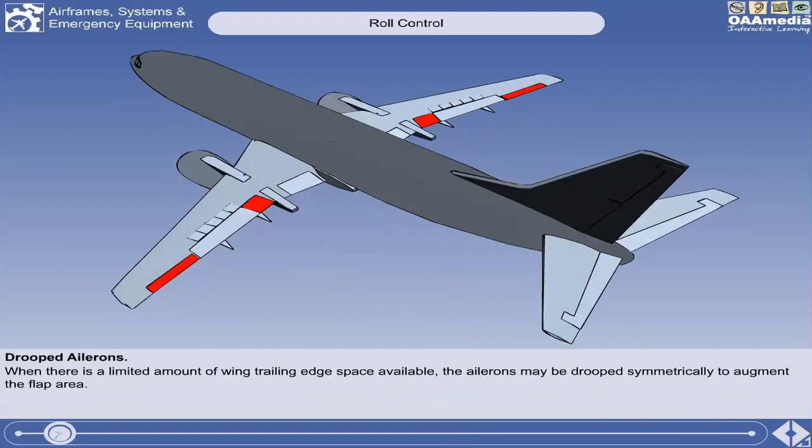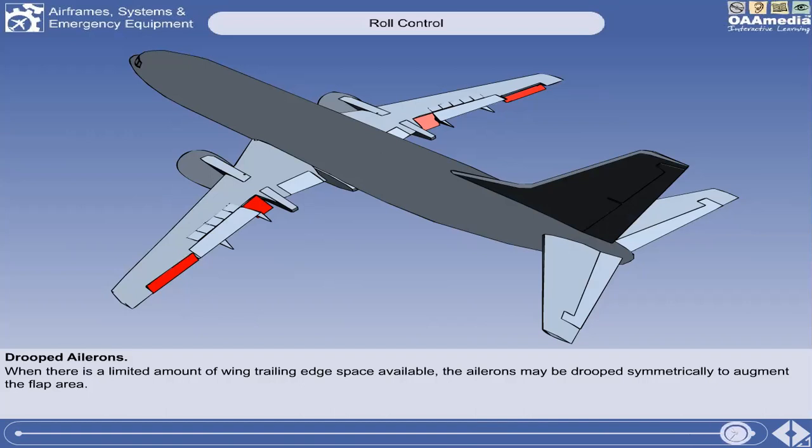The trailing edge flaps, which are discussed in another lesson, and the ailerons, both occupy part of the trailing edge of the wing. For good takeoff and landing performance, the flaps need to be as large as possible. And for a good rate of roll, the ailerons need to be as large as possible. However, space available on the wing trailing edge is limited, and one solution is to droop the ailerons symmetrically to augment the flap area. They then move differentially from the droop position to give lateral control. This method is used throughout the Airbus fleet.